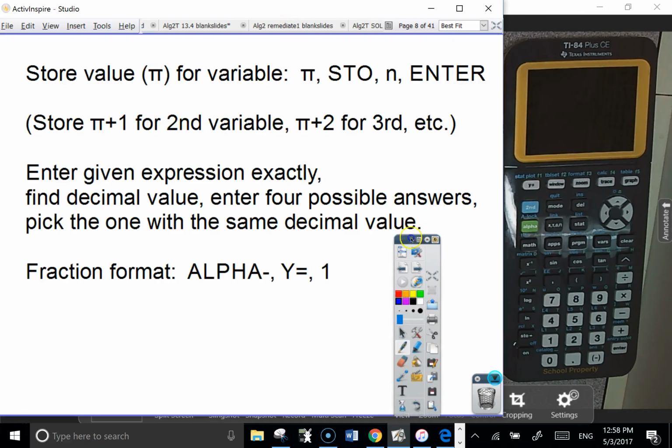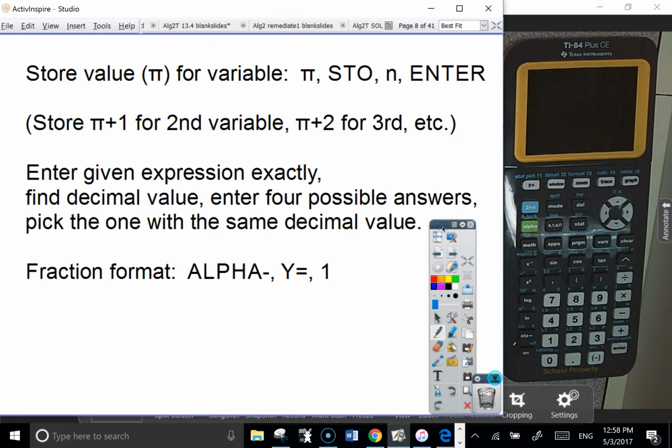storing a value for the variable, and then like we did in the problem before, we're just going to turn it into a decimal. And if we can match the decimal answer with the thing that we were given, then we've got the answer. So the question becomes, what value should I store for the variable? And I know I've told you this before, but if we have one variable, let's store pi for the variable.